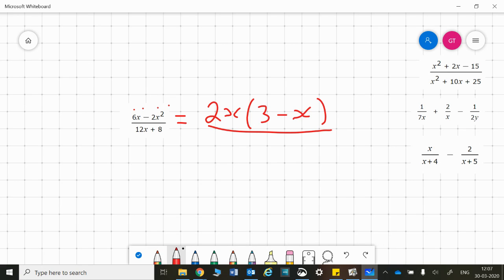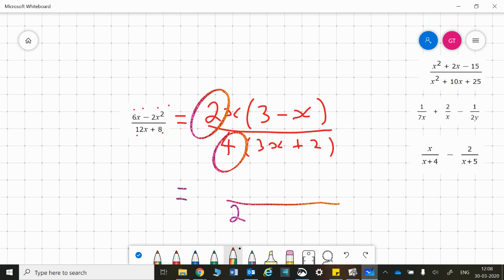And then on the bottom of this one, we can factorize that as well. I can take out a 4. So I've got 4 there, and I'm left inside with a 3. Of course, they both have 4 as a factor, but 3x plus 2. Now you can see the only thing which cancels there is the 2 and the 4. So 2 divided by 4 leaves us with a 2 on the bottom, and we've still got that x on top. And we've got 3 minus x there, and 3x plus 2 on the bottom.